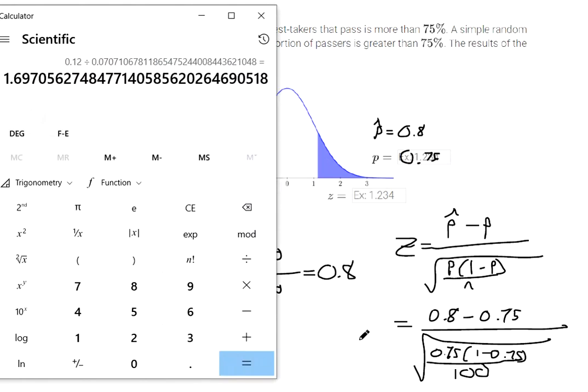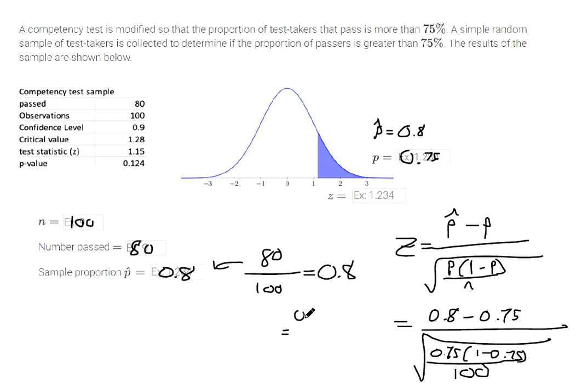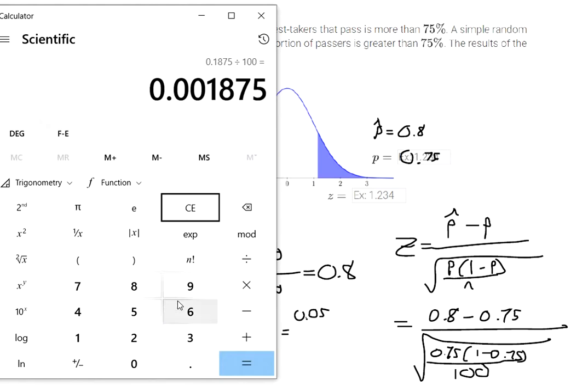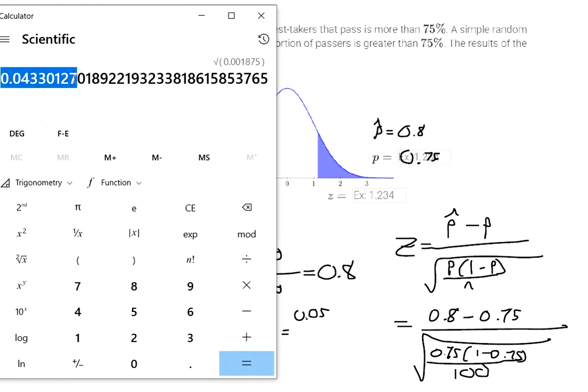So the top part of the z-score formula is easy, right? 0.8 minus 0.75, just have to type that in a calculator. So that's 0.05 in the top. Watch what I do in the bottom now. I'm going to do 1 minus 0.75 first. And then that's a parentheses written next to this number, so I'm going to multiply by 0.75. And then I'm going to divide by 100. And then I'm going to take the square root like it tells me to. It's the square root of the whole thing. You got to divide by 100 first before you take the square root.